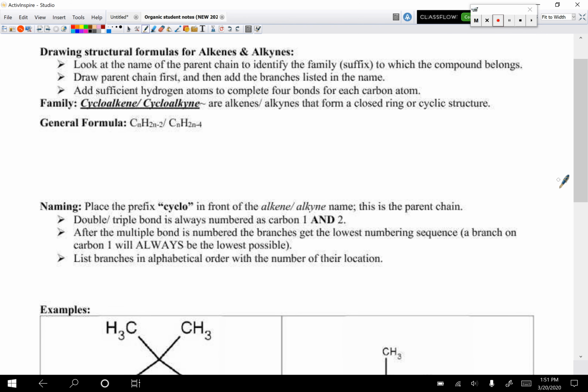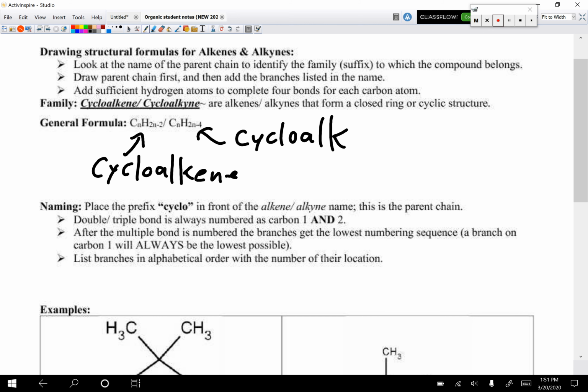Now for our cyclic formulas, this is going to be the formula for our cycloalkene, and this is our cycloalkyne formula. So just like I showed you before when implementing the formulas, remember, n is the number of carbons when we put it in there, so these will go in just like before. So cycloalkene has the same formula as an alkyne, and cycloalkyne has its own formula.